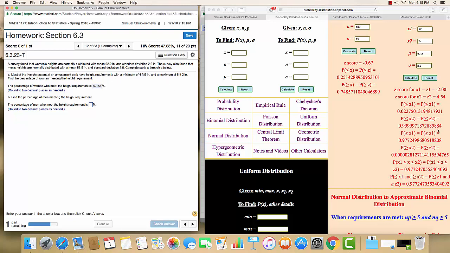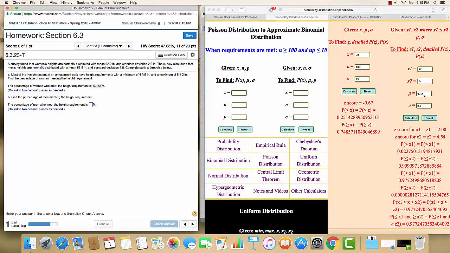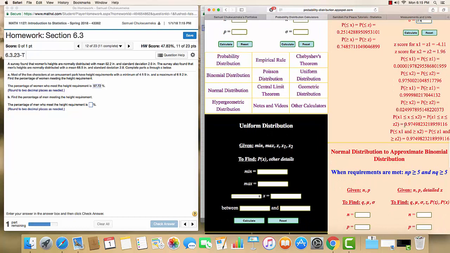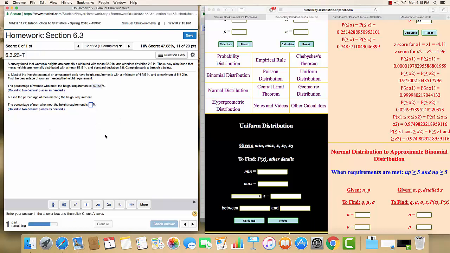Then find the percentage of men meeting the height requirement. So I'm just going to change the mean and standard deviation for the men. For the men, the mean is 68.5 and the standard deviation is 2.8. And then I just press enter key. So this will give us 97.498, so 97.50%. Okay.